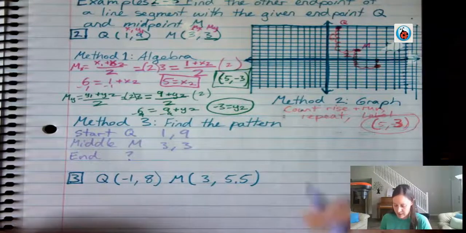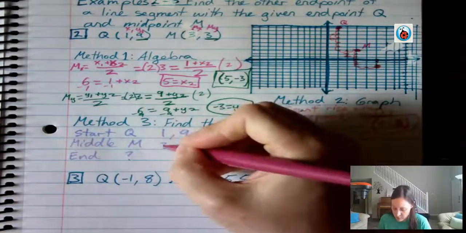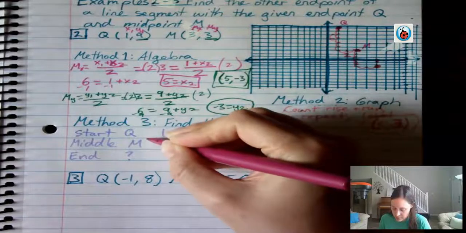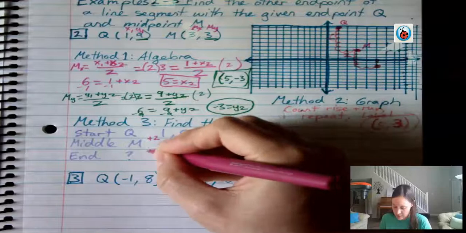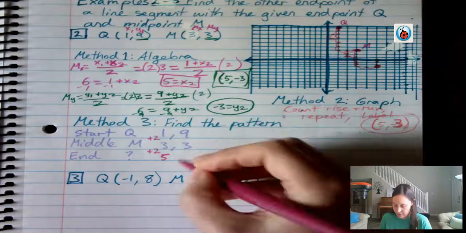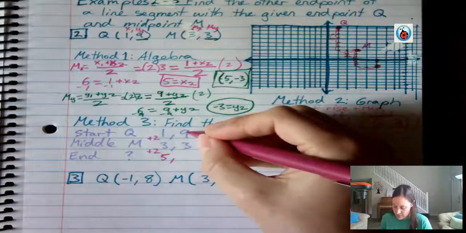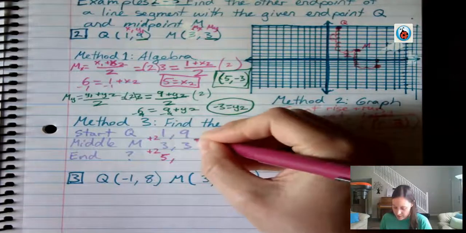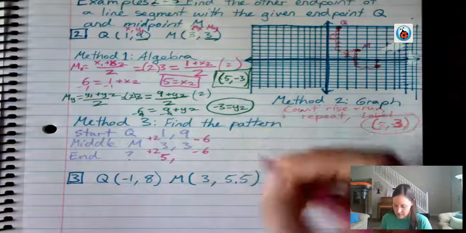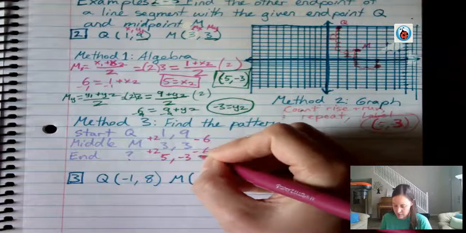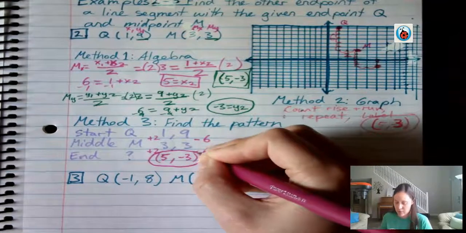And so all I'm doing is what math happens to get from 1 to 3. Well, to go from 1 to 3, I'm adding 2. And so all I have to do to get from 3 to the end is add another 2 and hit that 5 that we already found the other 2 ways. To get from 9 to 3, I have to subtract 6. 9 minus 6 equals 3. So then I subtract another 6 and hit that same negative 3. And so my answer is this way.